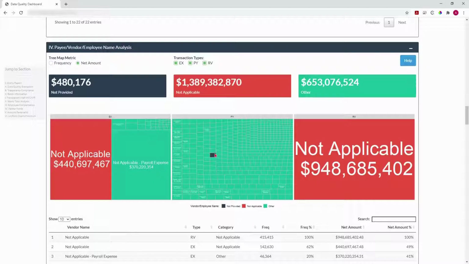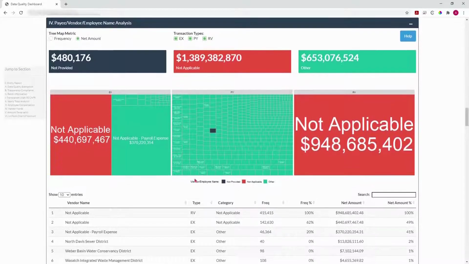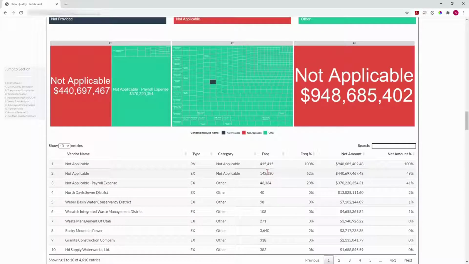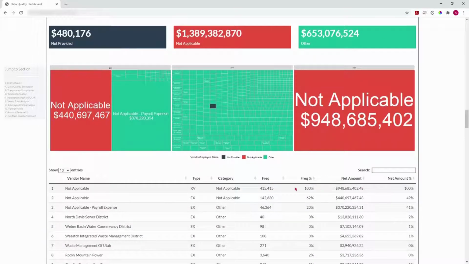Payroll looks fairly good over here. Depending on the entity type, we would expect a few employees to be not provided or protected, but we can see that mostly all the detail is given, so this is a great score. In the table below, we can see the net amount, the frequency, and the net amount percentage for each of these categories and transaction types.